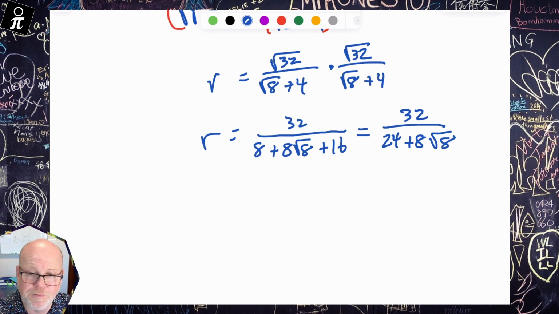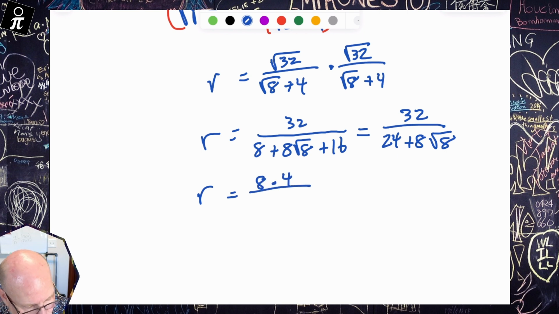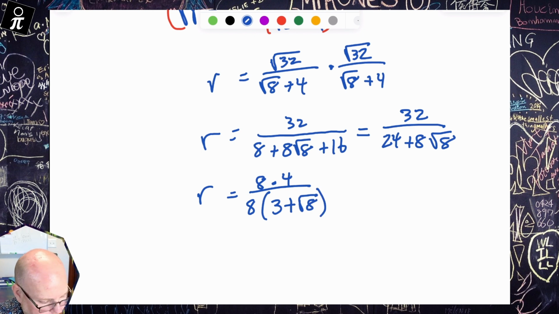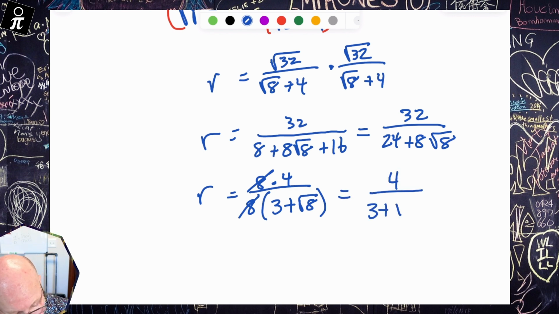And we could do some factoring a little bit. We could say that 32 is really 8 times 4. And then 24, we can factor out an 8. So we're going to get 8 times the quantity 3 plus root 8. And so these 8s cancel. Let's see, is that going to be right? 8, 4, 8, 8, 16. I think that's going to work out. And so our answer is 4 over 3 plus root 8. Oh, goodness. So that's the radius.